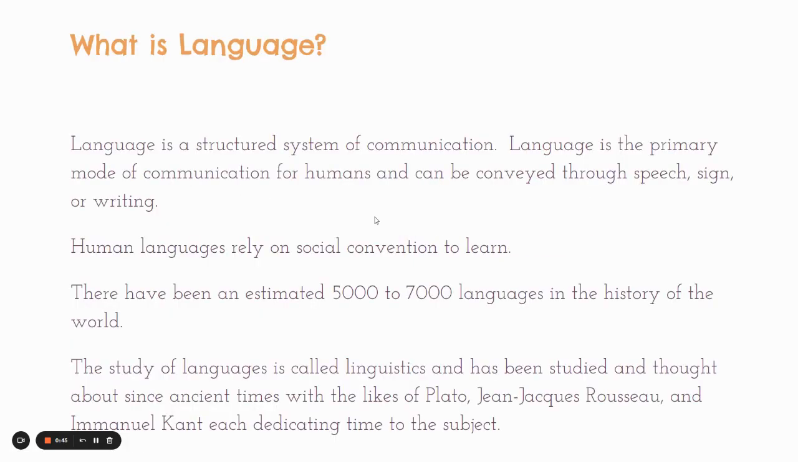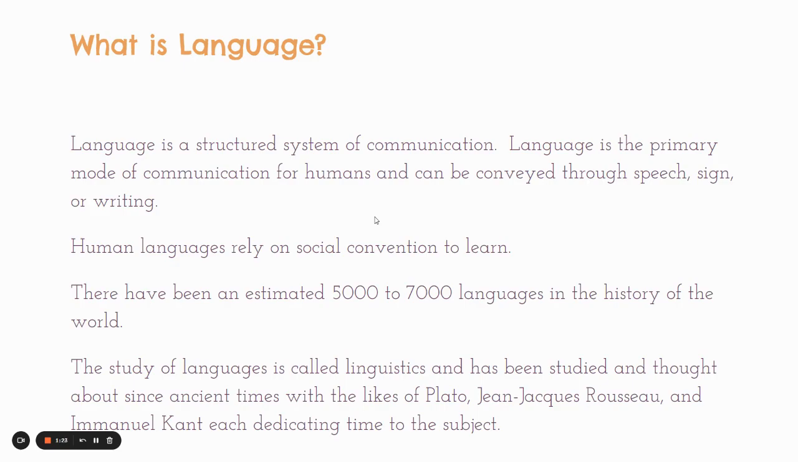So to start, we need to set the guidelines of what exactly is language. Language, right, is a structured system of communication. So language is the primary mode of communication for humans, and it can be conveyed through speech, like talking, sign language, or writing. Human languages rely on social convention to learn, and that basically means that we have to learn languages from others. When we're born, we don't just know a language, we have to pick it up from our parents or the other people around us. So we learn to speak, we learn to communicate by watching others.